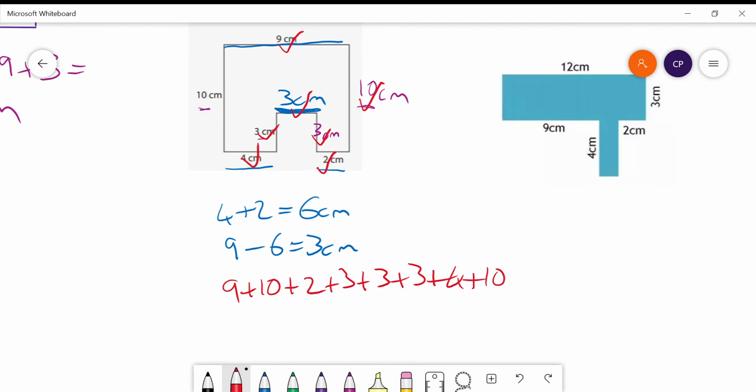That's quite a lot to add up. So I'm going to do it in parts. So I've got 19, and then I'm going to add these 2 together, which gets 5.